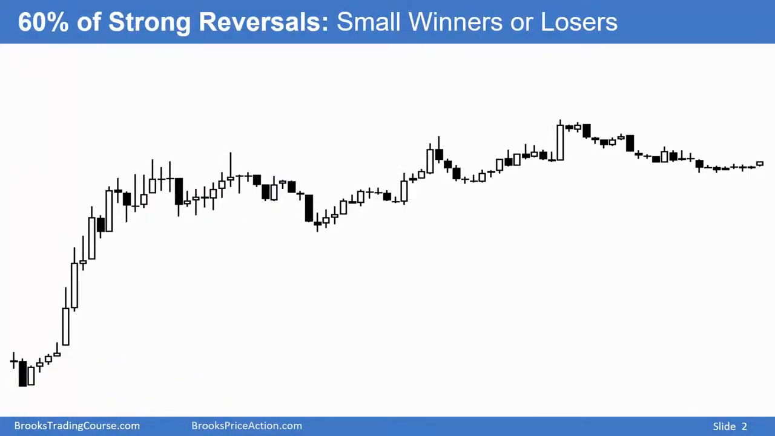I said that 40% of reversals lead to a major reversal, a swing in the opposite direction. 60% are small winners or small losers, and they essentially offset one another.